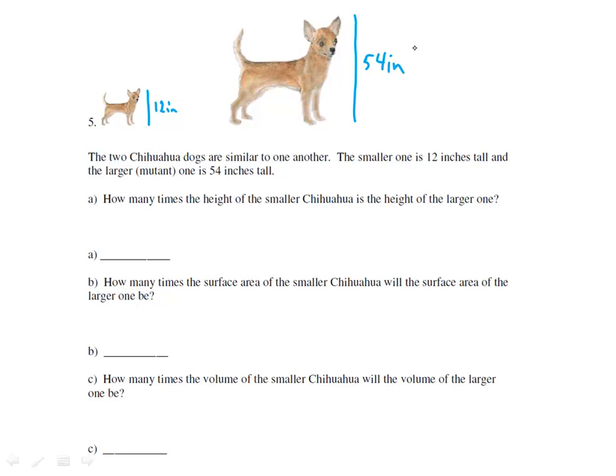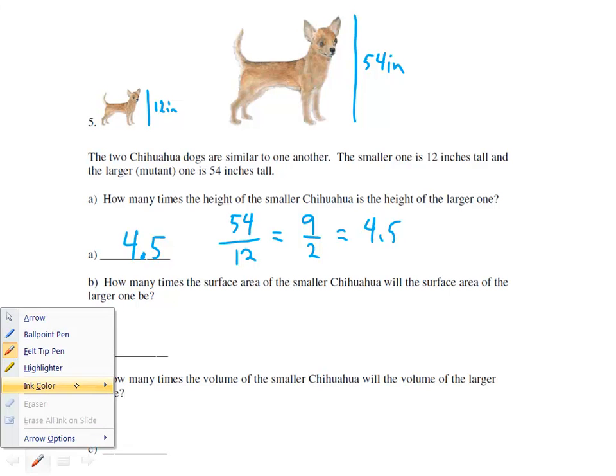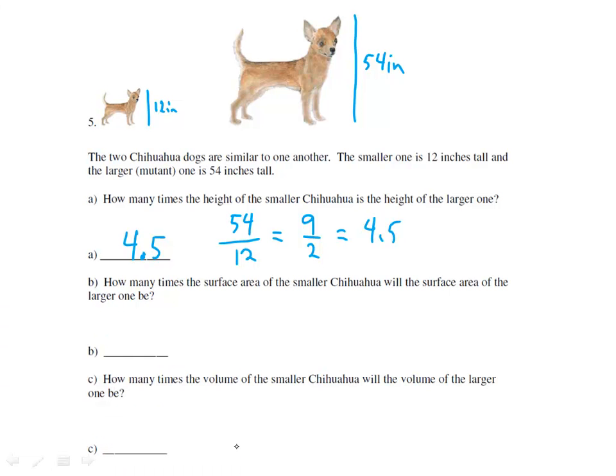All right. How many times the height of the smaller Chihuahua is the height of the large one? Okay. Very simple. 54 divided by 12. That's 9 over 2 as a fraction, 4.5 as the ratio. This is the most important ratio because we're going to use this now. This is for their linear length here, so we got inches tall. Now we're going to use that for finding the area and the volume ratios. So we have to hang on to that.